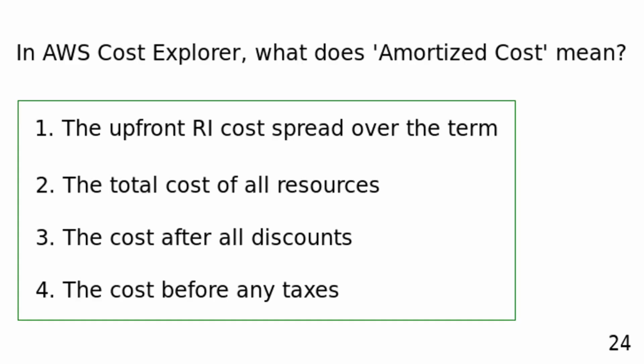In AWS Cost Explorer, what does amortized cost mean? The upfront RI cost spread over the term. The total cost of all resources. The cost after all discounts. The cost before any taxes.